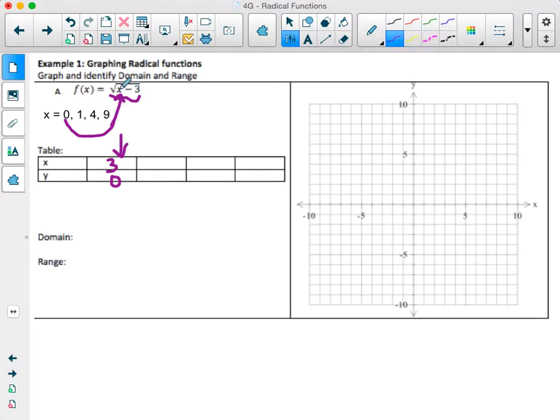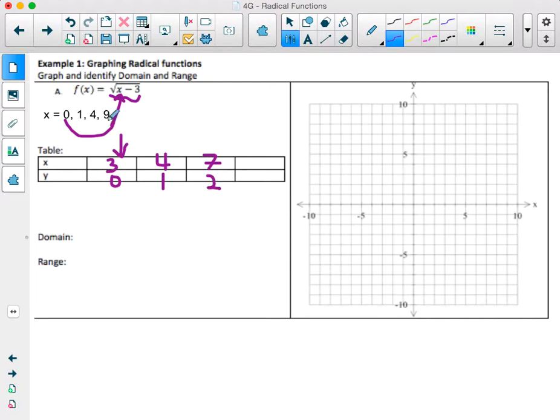All right, then we want to pick another number for x that would make it equal 1. So if I plug in 4, that would make the radicand 4 minus 3, 1. And the square root of 1 is just 1. So here's my next value. What number could I use to make it 4? That would be 7. 7 minus 3 would give you back 4. So if I plug in 7, I'm going to get back the square root of 4, which is just 2.